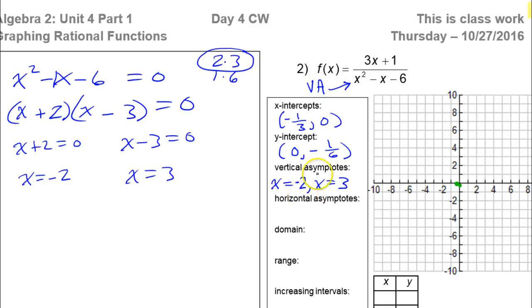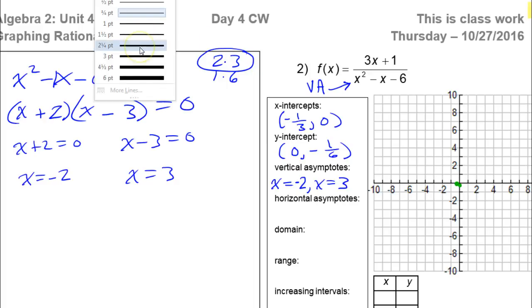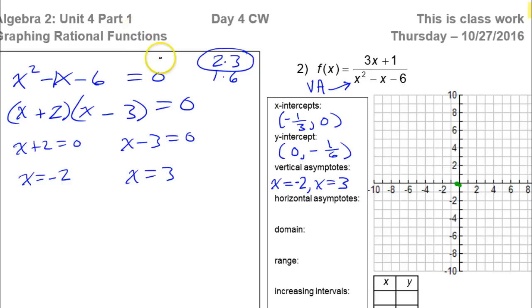We might as well draw those asymptotes while we're at it. So these are vertical asymptotes. We're going to draw vertical lines at negative 2 and make them dotted lines, not solid. And we have a vertical asymptote at 3, so that'll be over here.